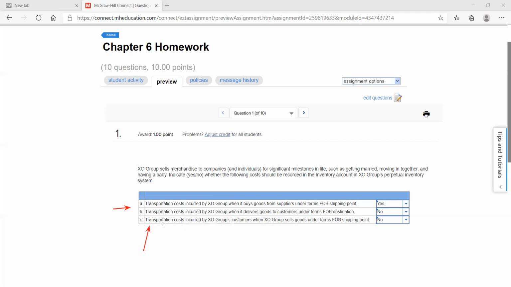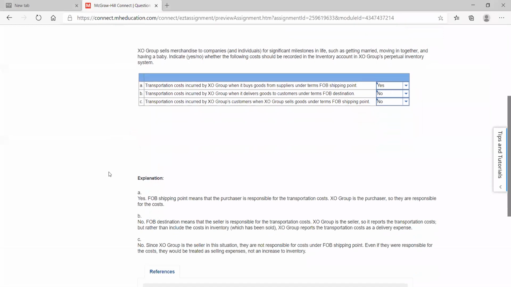Same thing on part C, where you've got transportation costs incurred by the XO group's customers when they're selling goods under FOB shipping point. Again, the same thing there would be no. And then down below, you can see the explanations they're giving you. Part A is yes, shipping point means the purchaser is responsible. Part B, FOB destination means the seller is responsible for the transportation.